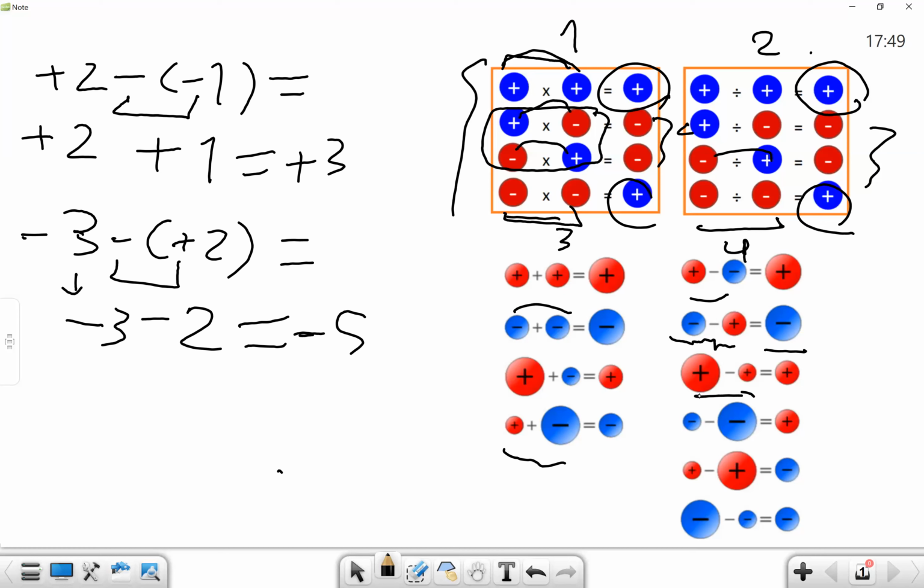Positive minus positive. For example, 3 minus positive 2. It means negative times positive is negative. 3 minus 2 equals positive 1.